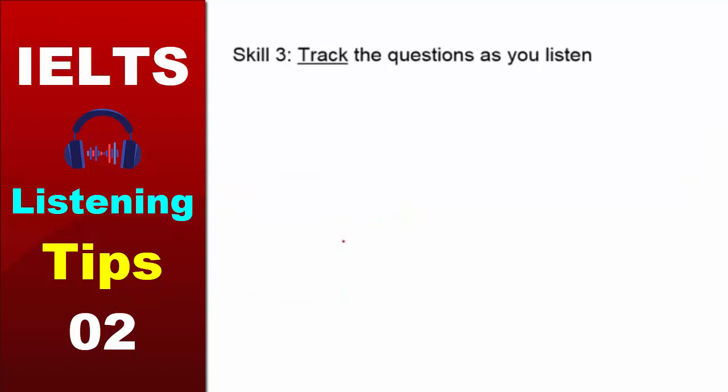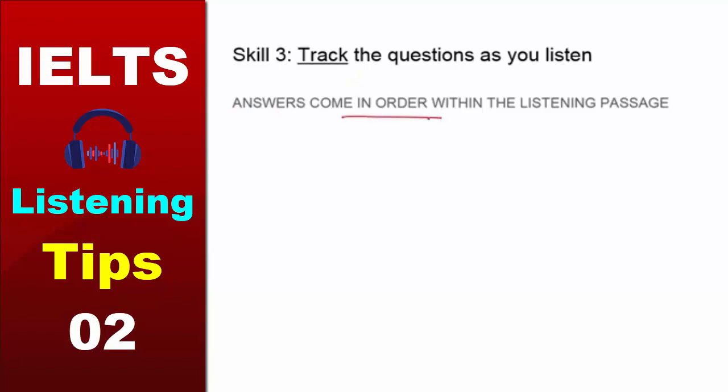Finally then, as you're listening, so you've already made your predictions and done your analysis, as you're listening you want to track answers. So you've already done so much work looking at the questions. Now you put it to use as you listen to the speaker. Just remember, answers come in order in IELTS listening passages. So answer number 1 will be presented first in the listening passage, and then you'll get the answer to 2, 3, and 4 in order as the speaker is speaking.